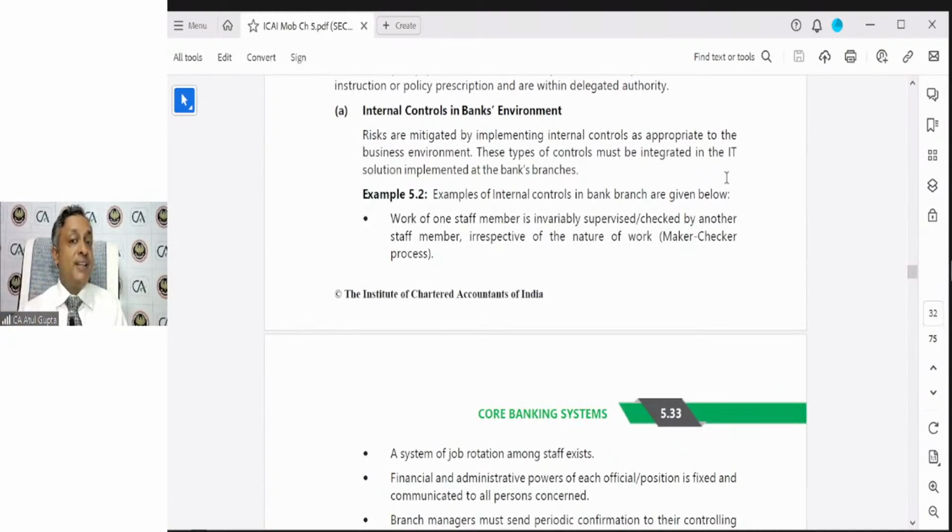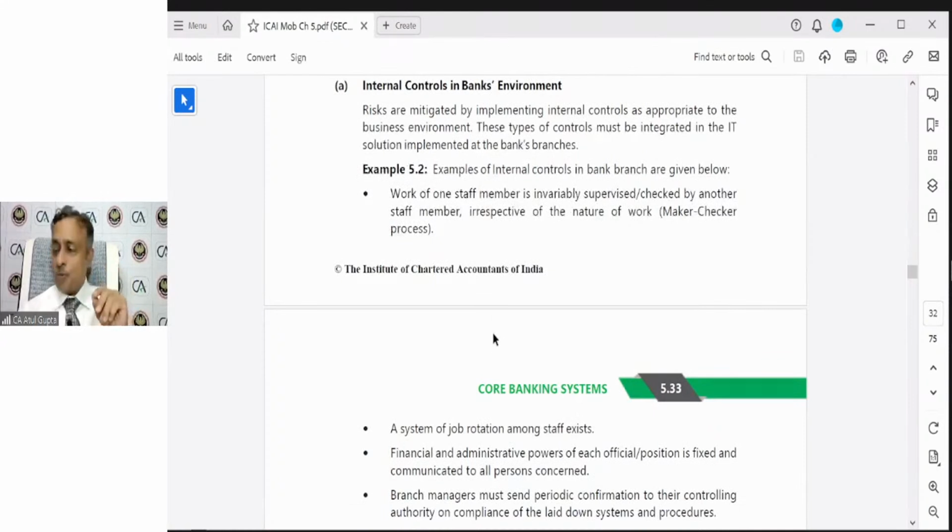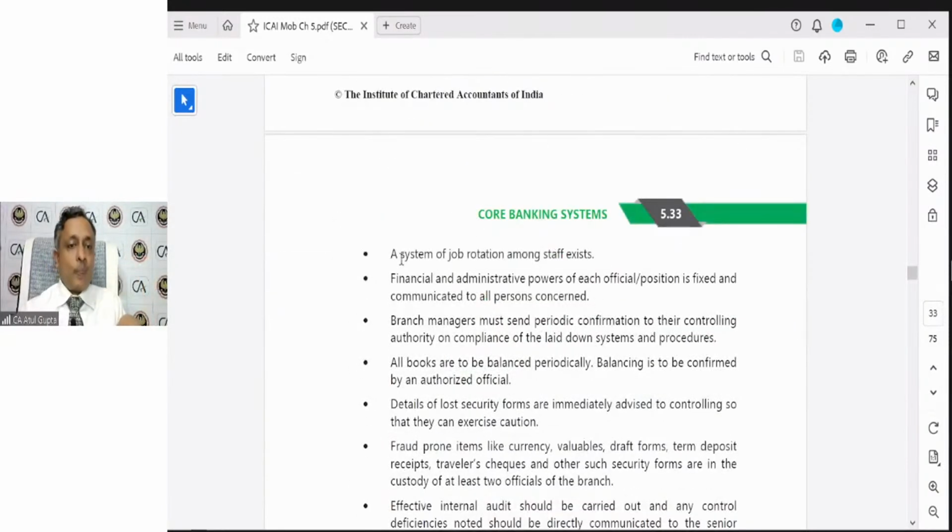I told you that we may be sharing the system lapses in a number of frauds, banking frauds like that. It's a good discussion point. So work of one staff member is invariably supervised by another. Yes, that is maker and checker. So this is segregation of duty. I need to highlight this one.